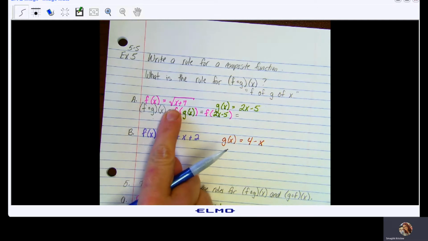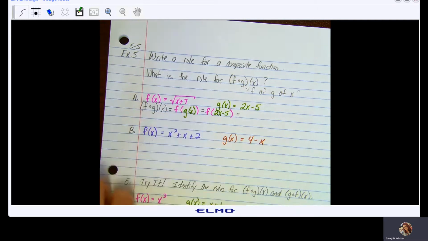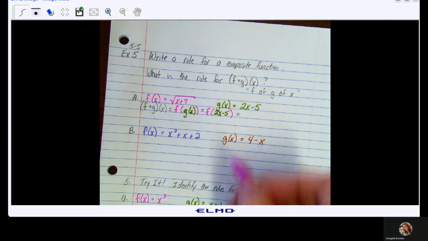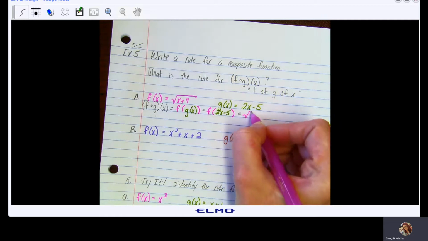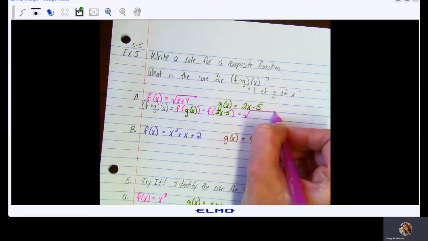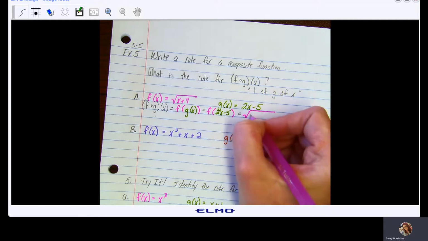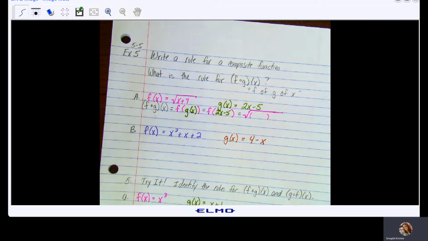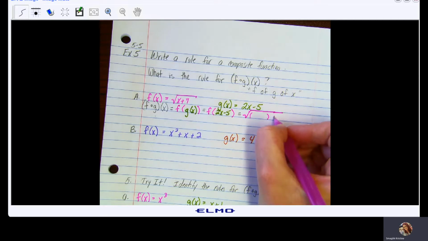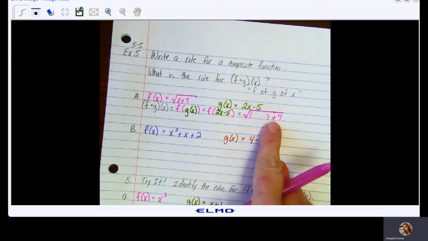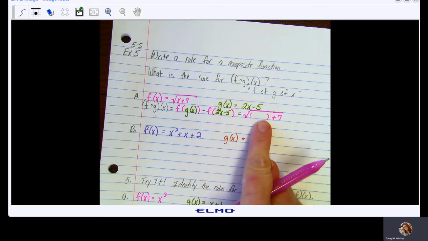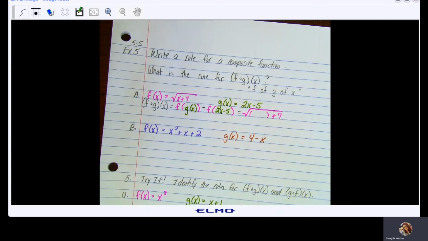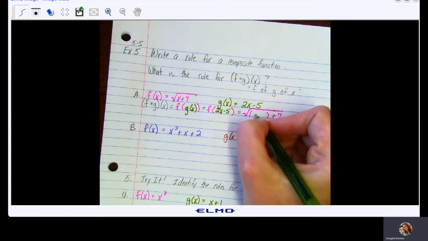And now my function f of x is the square root of x plus 7. So what I'm going to do is I'm going to put in my radical, and I'm going to put in some parentheses. And oops, I had the plus 7. Let me add that in. So I have x plus 7. And my x, what I'm substituting in for that variable, is now 2x minus 5, another function.